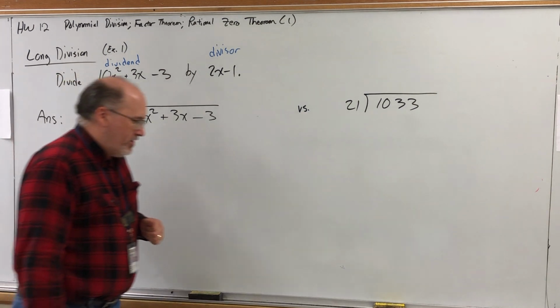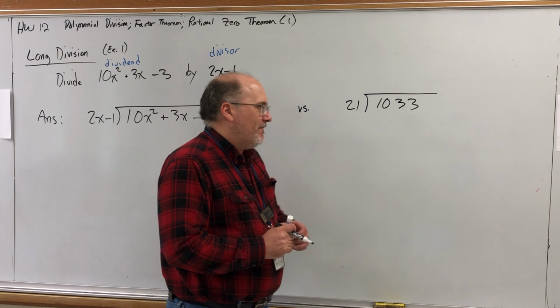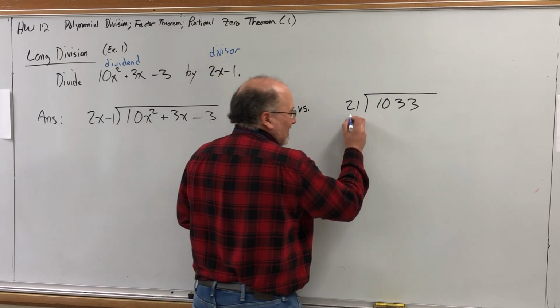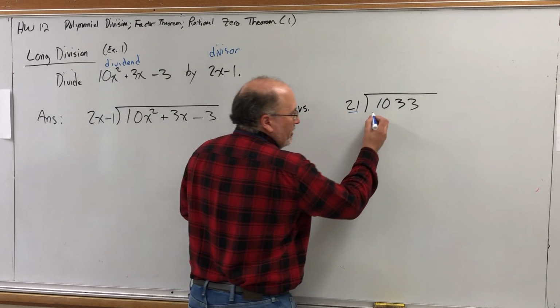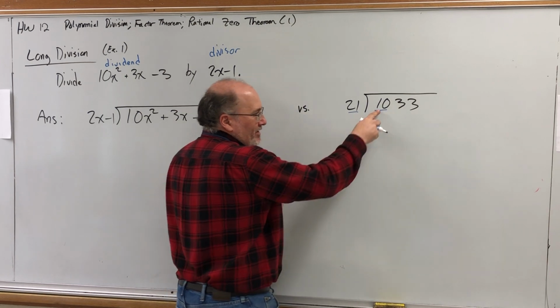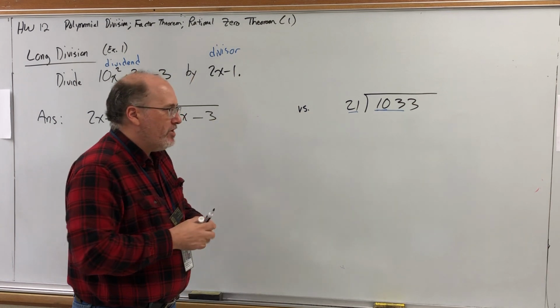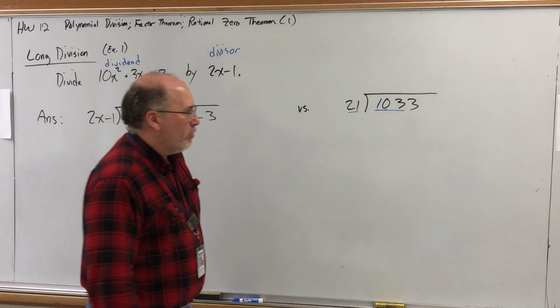So let's start over here with the numerical division problem. If I said to divide this by hand, do you remember what the first move is? The first move is to ask how many times the divisor goes into part of the dividend. The first part that's large enough to contain more than one of these. Like 10 doesn't contain any 21s. But if I stretch it out to 103, then I can ask how many times does 21 go into 103.